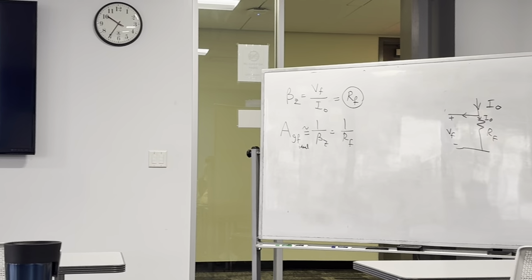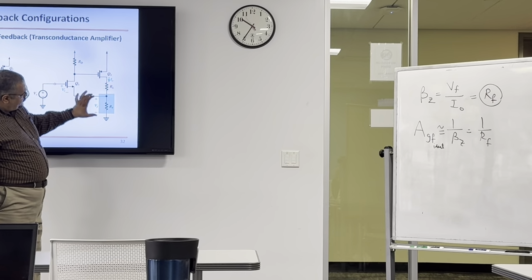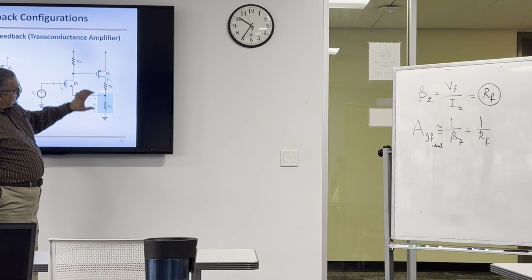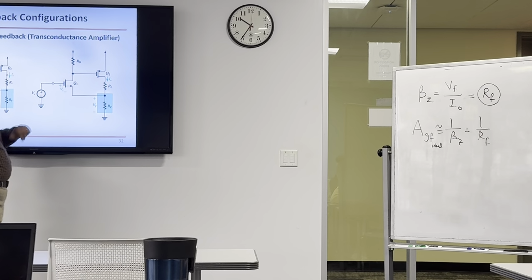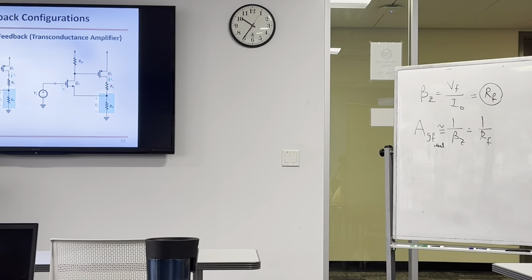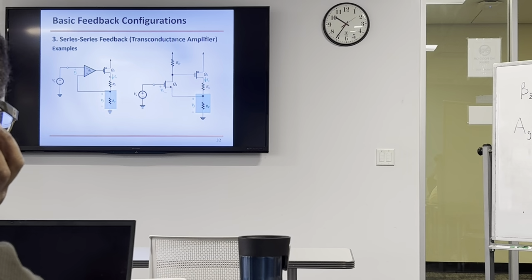It's exactly the same, right? If you remove this, you have IO going this way, and VF is measured across RF. So VF is IO times RF, so beta is the same as this one. Okay? So in both cases, beta Z is RF.